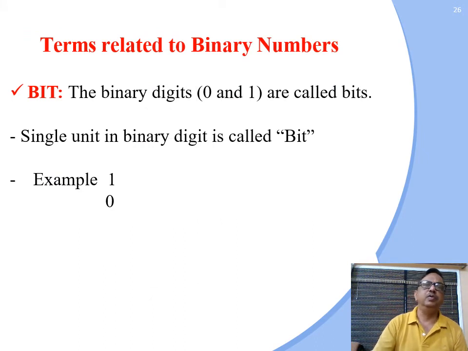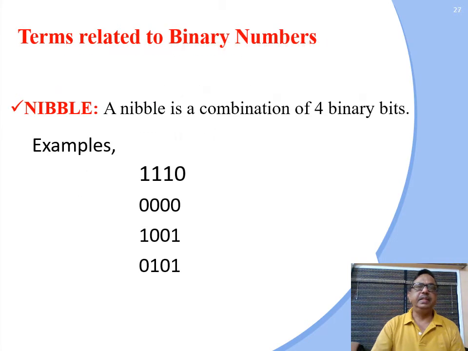I will tell you some related terms with binary numbers. The first one is the bit. As we know, a bit is a binary digit, either a 0 or 1. The next important term, which is frequently used, is nibble. A nibble means a string of 4 bits, or a combination of 4 binary bits. So here I have shown 4 examples of nibble.